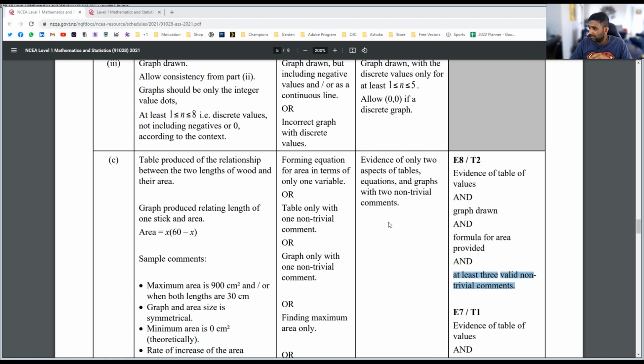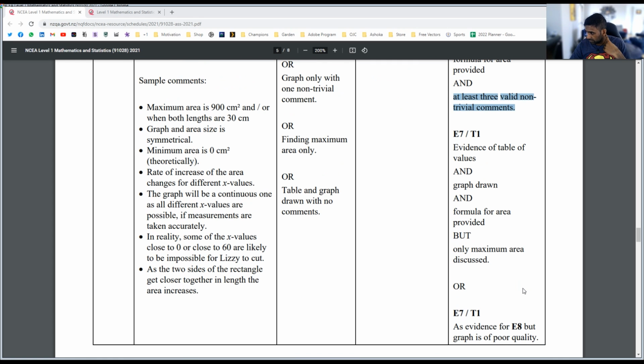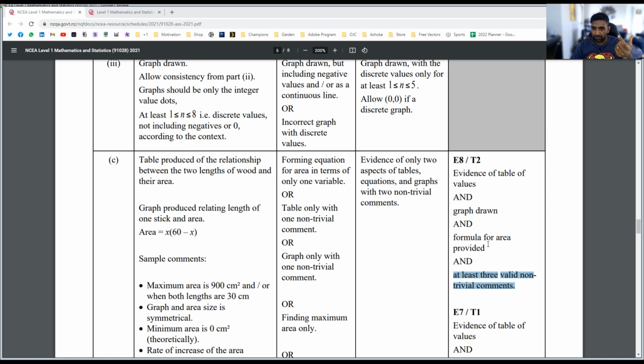But if you have a look at the actual thing here, where we put tables, equations, and graphs, no comments gets you a merit. So for an excellence, you need the table, the graph, the formula, and only maximum area discussed. So you don't actually make any other comments, and you could still get an excellence grade for it. But for a double excellence, you're looking at 3 big comments there.